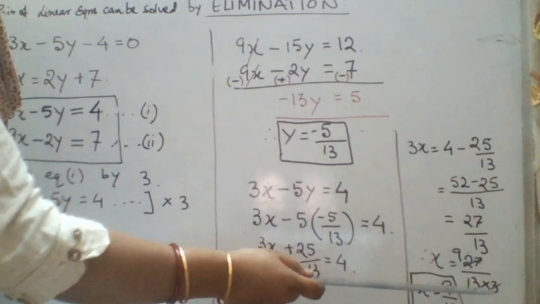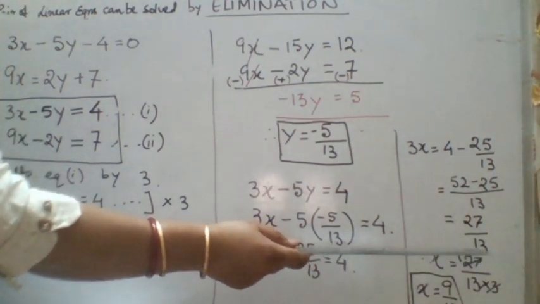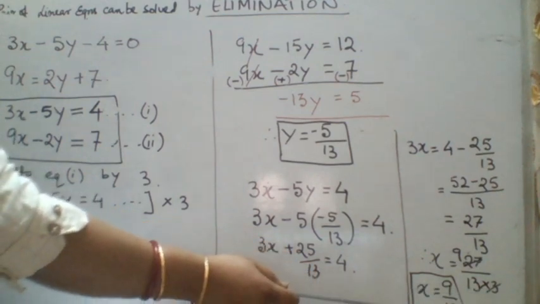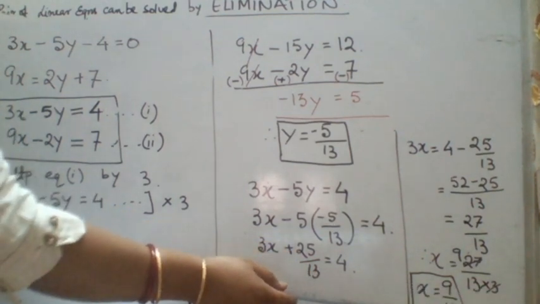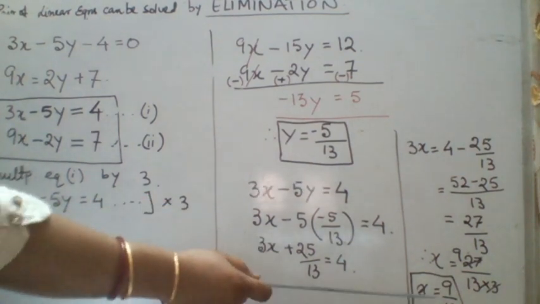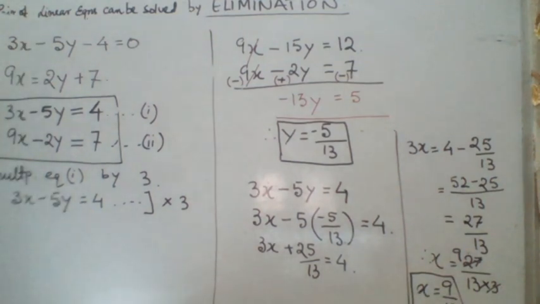So 27 upon 13 into 3. 3 and 27 get cancelled. This is 9. So in the numerator, this is 9 and this is 13. So value of the other variable is 9 upon 13. So this is the answer. Finally, you write them together. X equal to 9 upon 13 and y equal to minus of 5 upon 13.